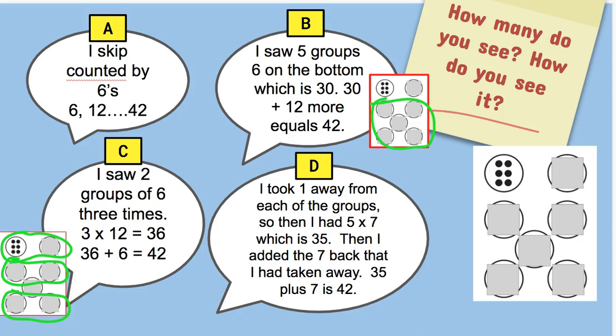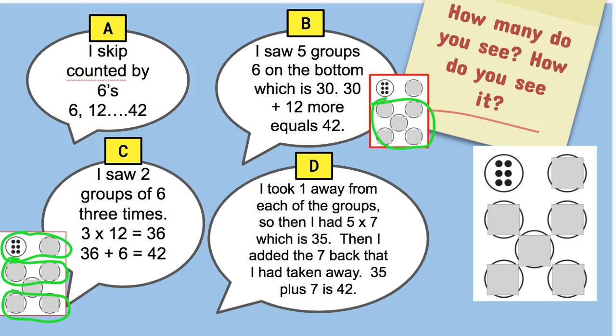Okay, so did you skip count by 6s and get to 42? Did you see 5 groups of 6 on the bottom, which is 30? Maybe you're good at groups of 5. And 30 plus 12 more on top would be 42. How about C? You can see in the visual there, maybe you saw 2 groups of 6 three times, so 12 plus 12 plus 12, or 3 groups of 12 is 36, and then you added that extra group of 6 to get 42.